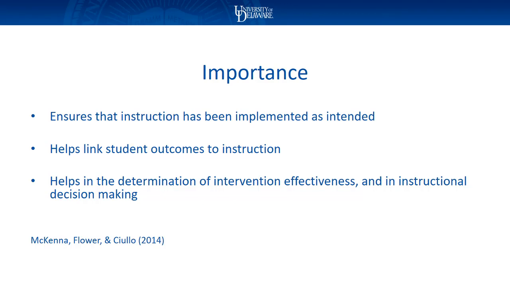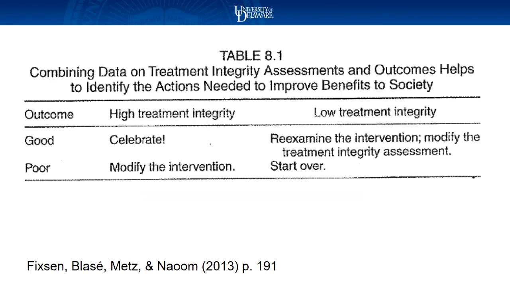So if you can't document the instruction has been implemented as intended, it's very difficult to actually establish a link between student outcomes in the classroom, in a small group setting in Tier 2, or in an individual intervention in Tier 3 to actually the intervention or instruction that was occurring. And finally, a key aspect of RTI is to determine whether or not the intervention was effective and then to make appropriate instructional decisions. Here's a table to kind of dig into that last point about actually making good decisions.